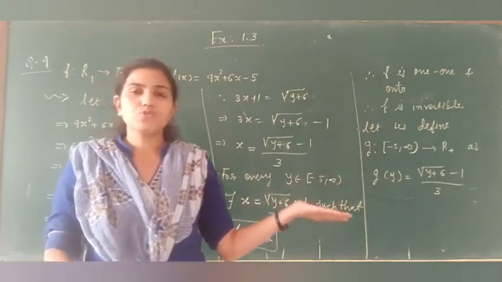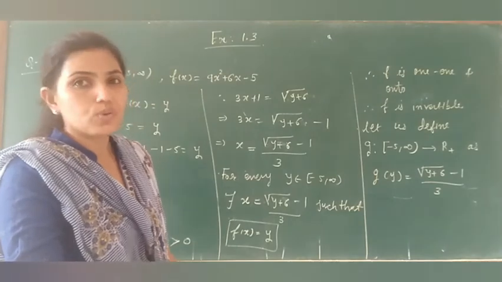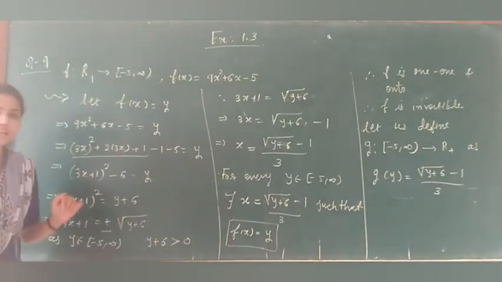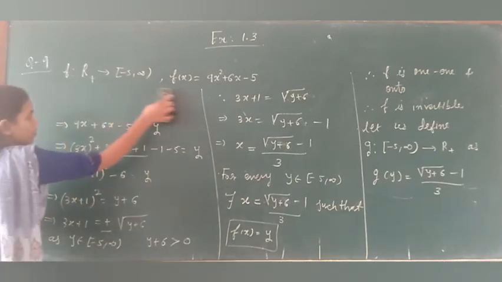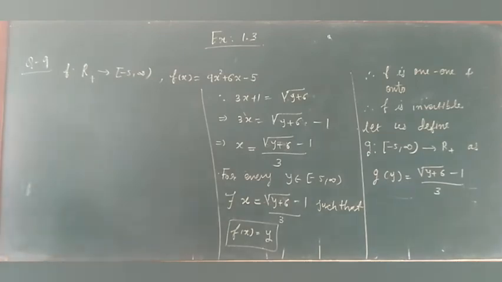Now we have to show that f composition of g is equal to identity, as well as g composition of f is identity. Again, you should note down this one in today's class. So let me start. I hope you have done. That means you can pause the video and note it down in your notebook.